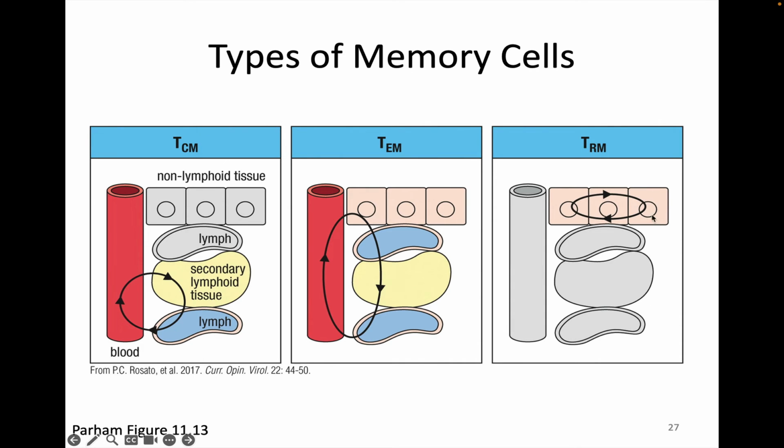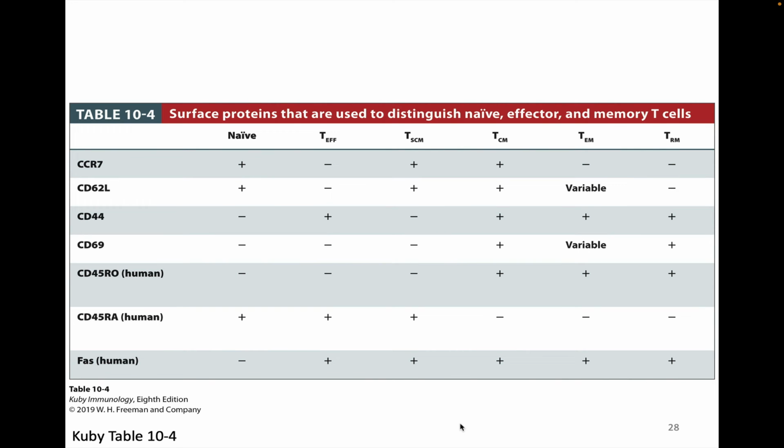That means that we actually didn't realize that these resident memory cells existed for a long time, because we often just look in the blood. We don't grind up your lung to look and see if there are T cells there. And we know far less about those memory cells, but they actually might be the most important ones, as they are the ones that are actually in the tissue and are probably going to be a very good first line of defense.